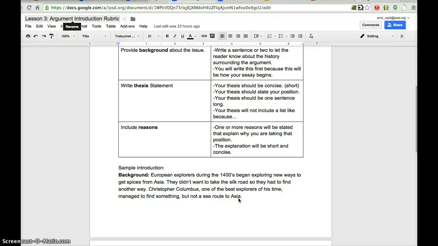At the same time, it also provides us a transition. If you look at this last line, Christopher Columbus, one of the best explorers of his time, managed to find something, but not a sea route to Asia. This line here, he managed to find something. Later, I'm going to refer to him landing in the Bahamas and then taking over the lands of the Taino people, making them work. I could explain how he found the Bahamas and then used that discovery to the advantage of Europe. But it's something to get me transitioning to the next part of the argument. So that's the background piece.